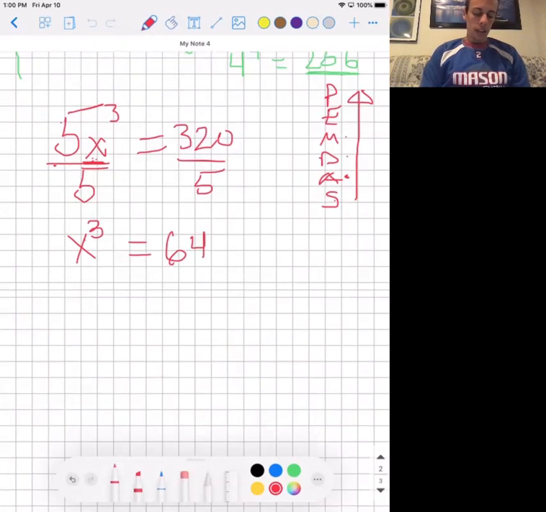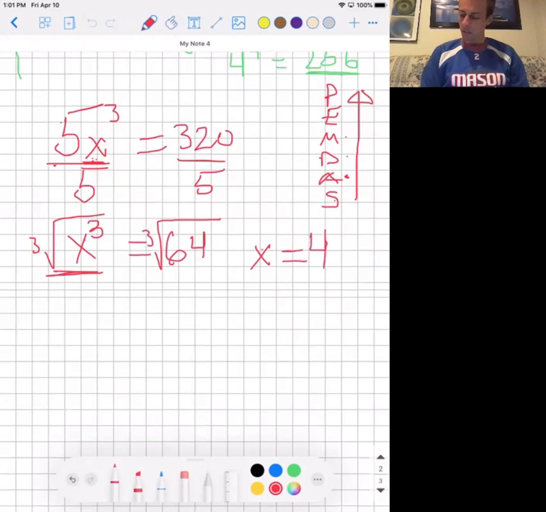The real trick here, it's not really a trick, is that we need to undo a cube, so we need to take the cube root of both sides. On the left, we undid that, so we're just left with x. And now we just need to know, what is the cube root of 64? It turns out that is 4. We'll do one more, and then I will send you guys on your way.